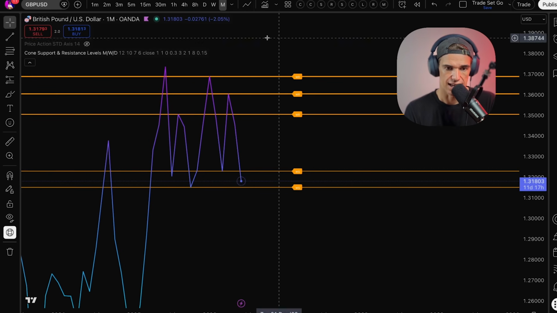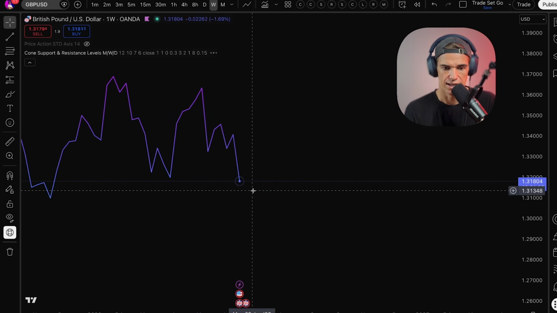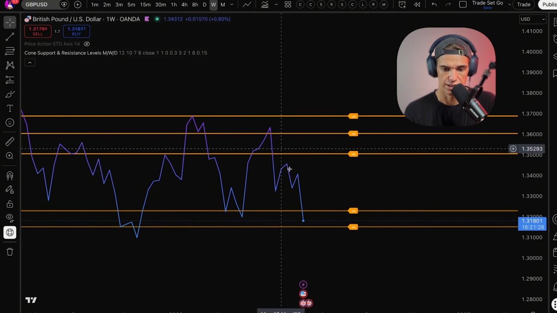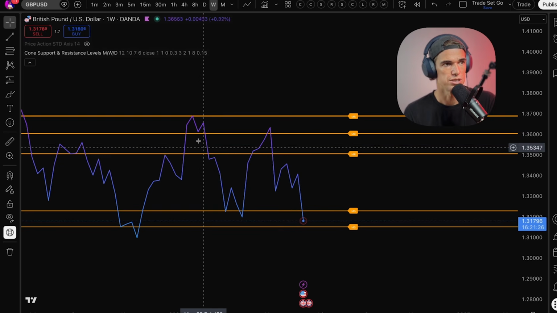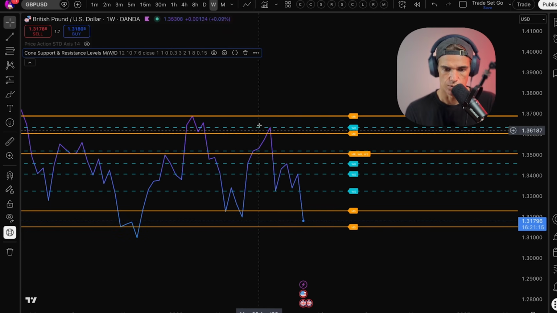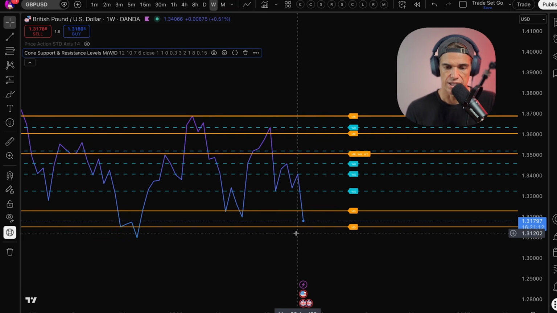Now, if I want to add the next level and go to my weekly, I still have the monthly levels on there. I can determine if the market is looking to behave downwards or upwards, or is it consolidating. I can go back into my settings and now add the weeklies. As you can see, it's taking all the weeklies in there, and it's giving me a nice area where I can determine where potentially the market can go or react.